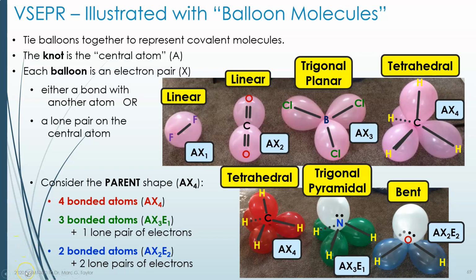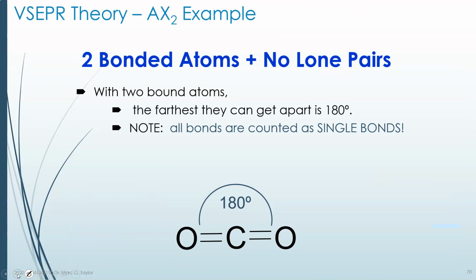Okay, so let's continue on with the rest of this unit. So let's look at some specific examples. We already talked about CO2. Let's break it down a little bit. If you were to draw carbon dioxide, you'll notice that the central atom has no lone pairs. It has two double bonds to two oxygens. We'll count those as two total bonded atoms.